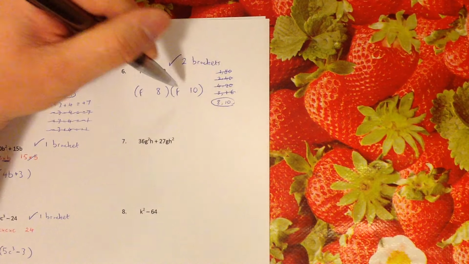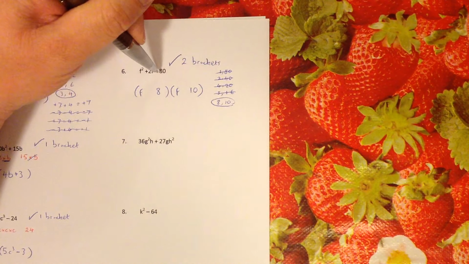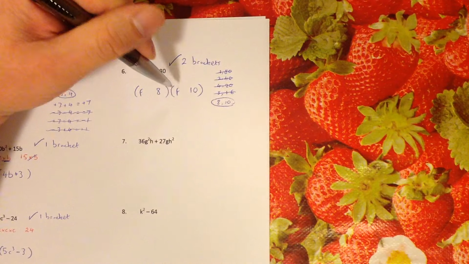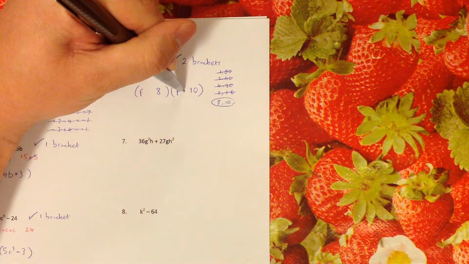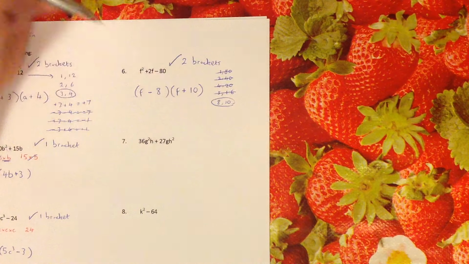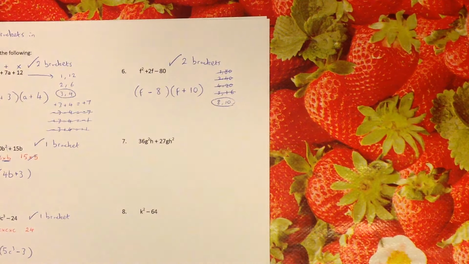And then we need to decide our symbols in the middle. Multiplied together to make negative, that means we're going to need one of each. Added together they make plus 2, so this is going to end up being positive, this is going to end up being negative. Okay, question number 7 then.